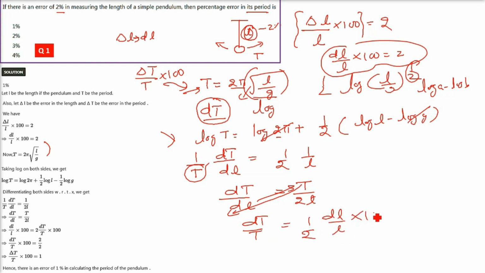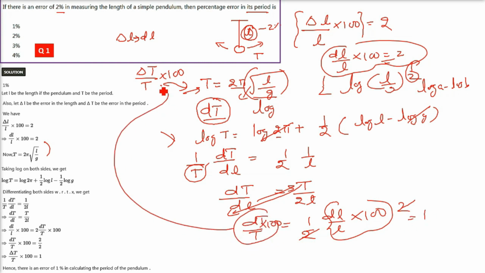But in the question, dL by L into 100 is given, so let us multiply both sides by 100. dL by L into 100 is already given, which is 2. You can replace it by 2, and half of 2 is going to be 1. And what is on the left side? dT by T into 100, that is what is to be computed. As I said, dL and delta L are used interchangeably, and that is going to be 1. So there is an error of 1% in calculating the period of the pendulum if there is an error of 2% in measuring the length of a simple pendulum.